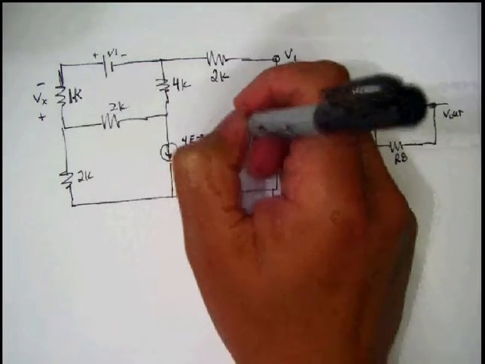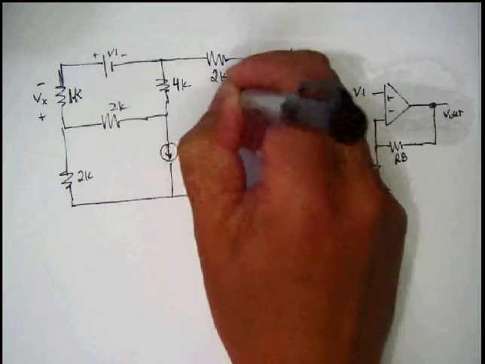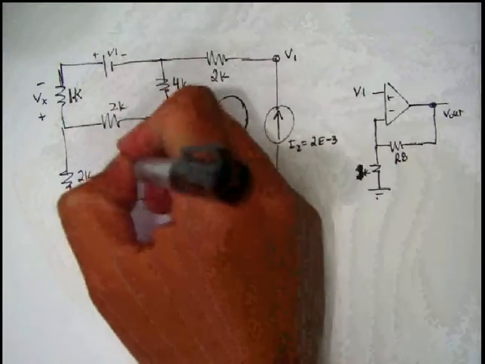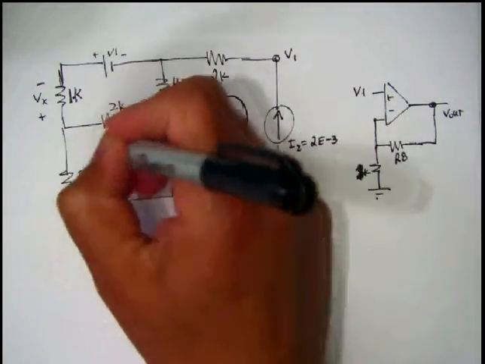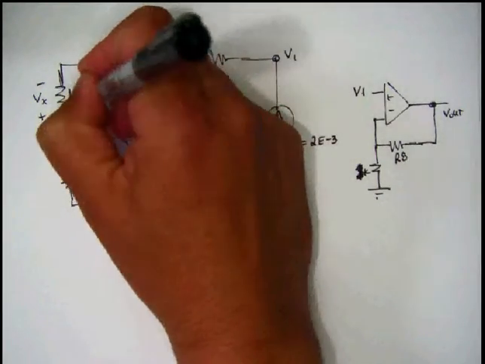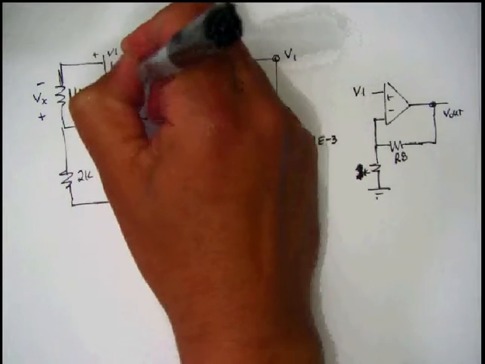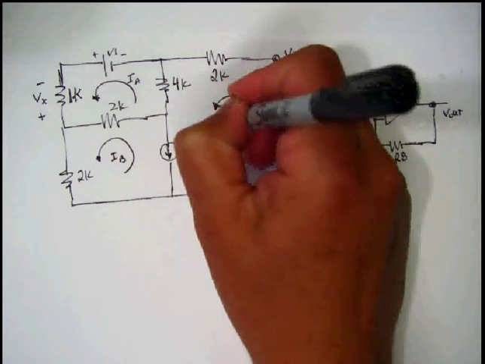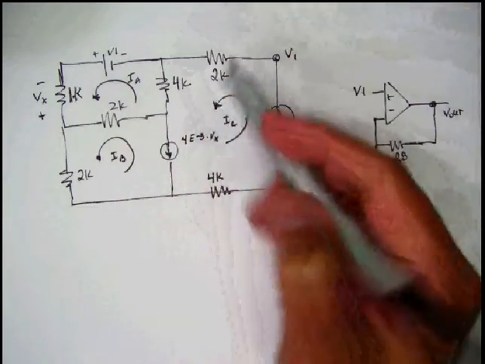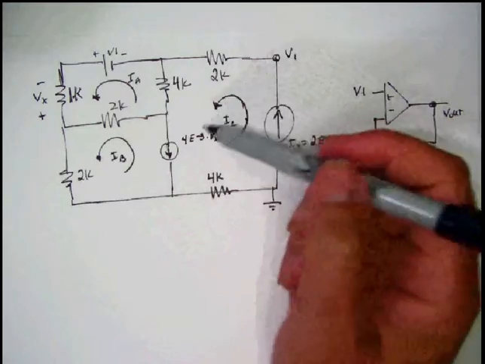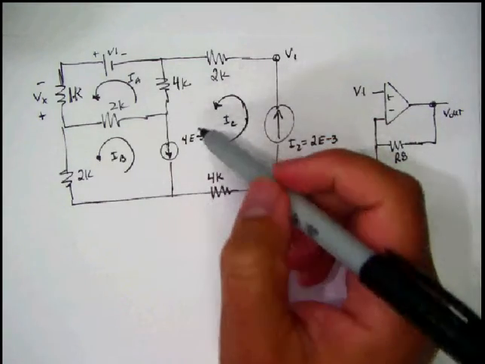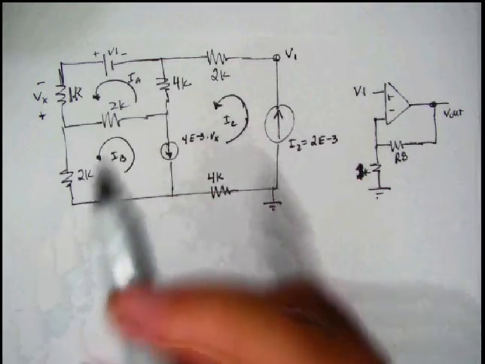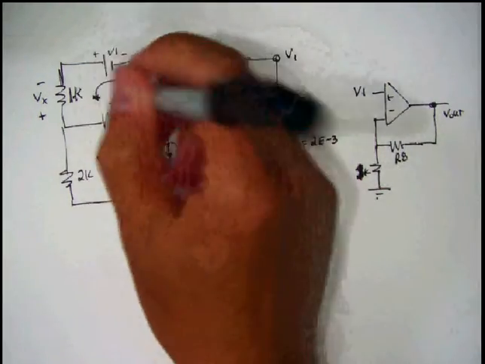Alright, so first I'll introduce my current loops. I'll call this one IA, IB, and IC. So I've introduced three unknowns, so I'll need to generate three more equations, and I'm looking for Vx. So let's see what we've got. So let's do the first loop.